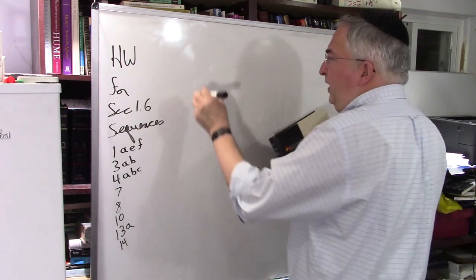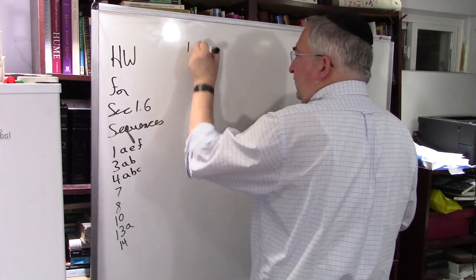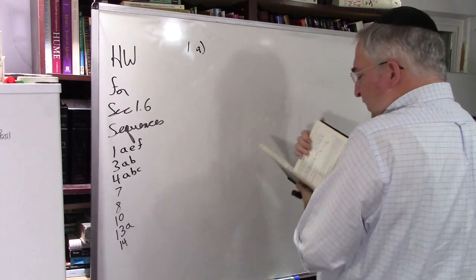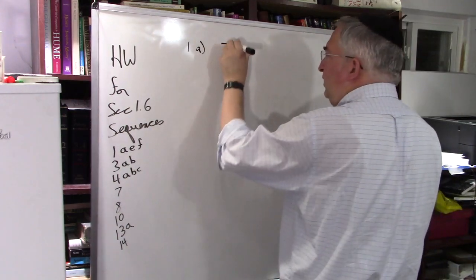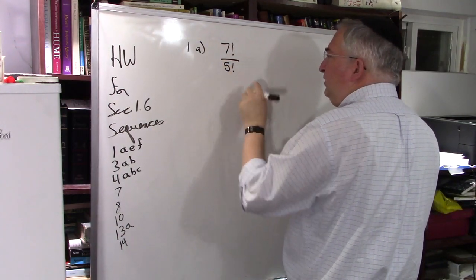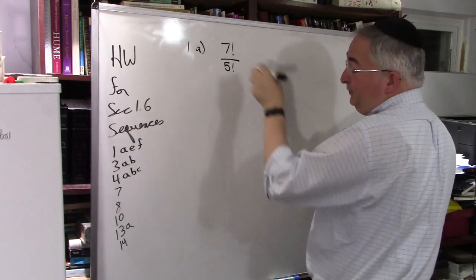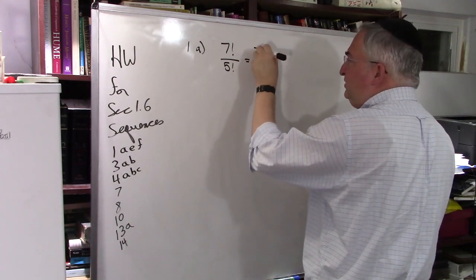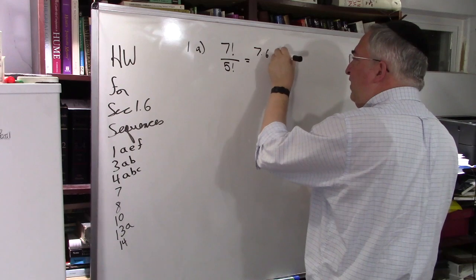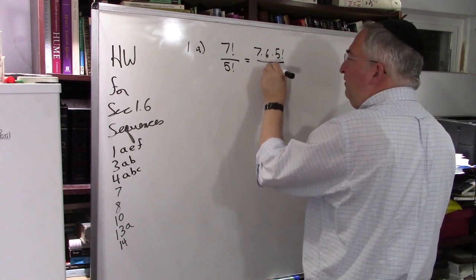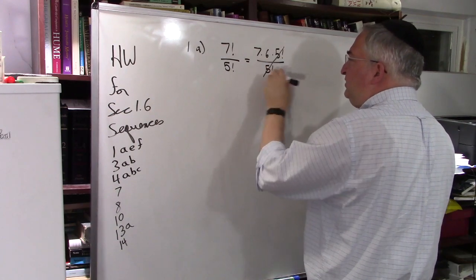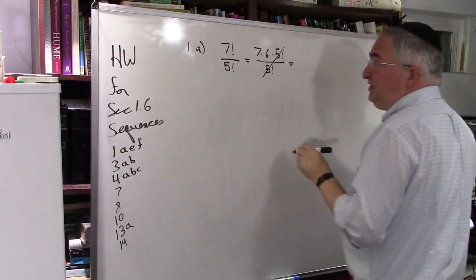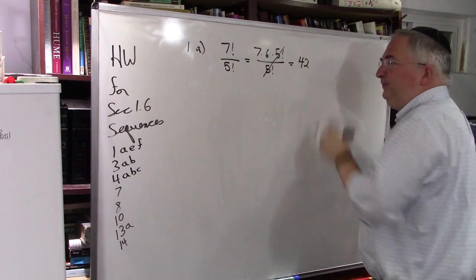Okay, number 1A. 7 factorial divided by 5 factorial. This is 7 times 6 times 5 times 4 times 3... so this is basically 7 times 6 times 5 factorial divided by 5 factorial. This cancels out with this. 7 times 6 is 42.